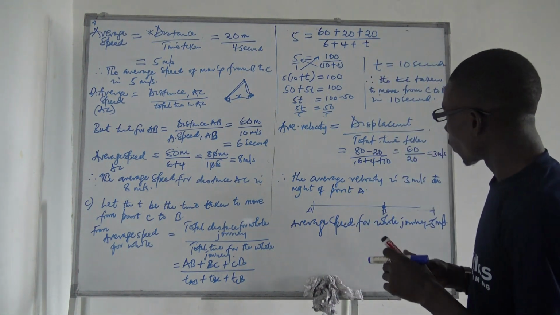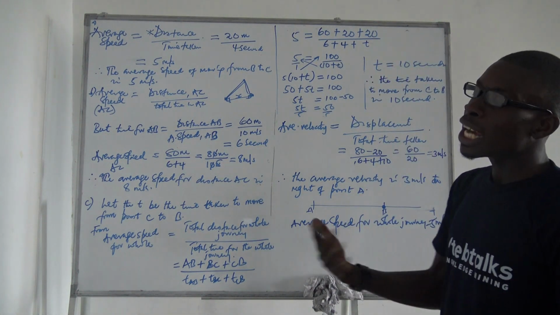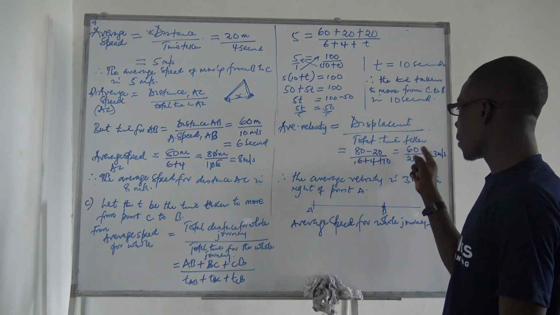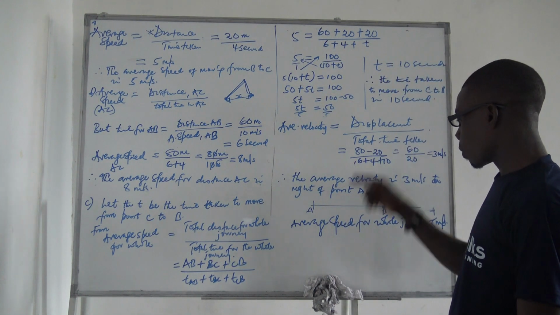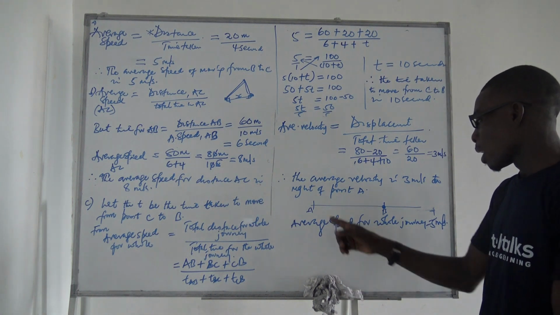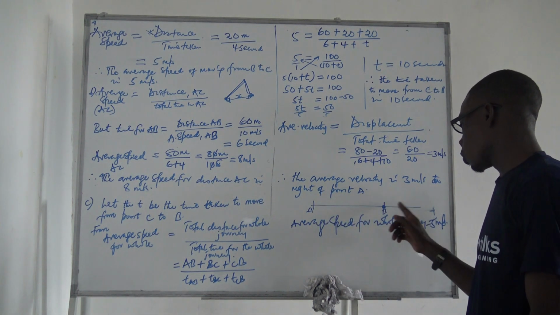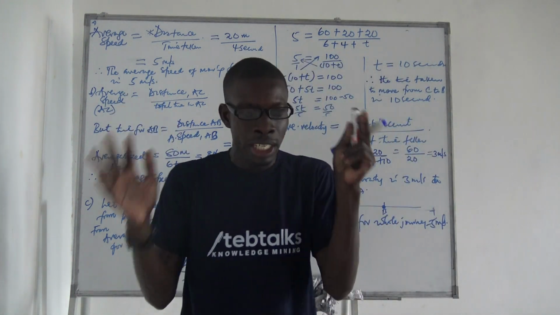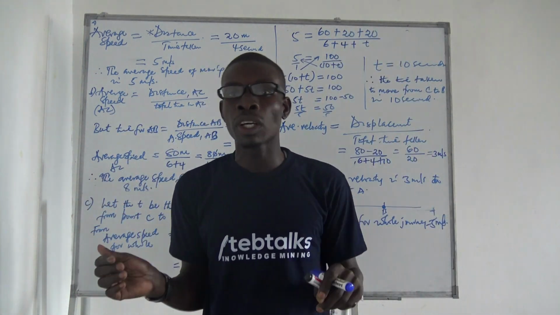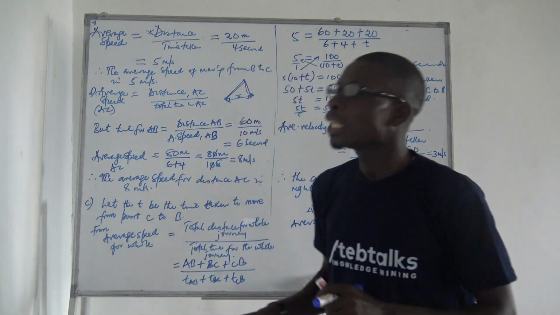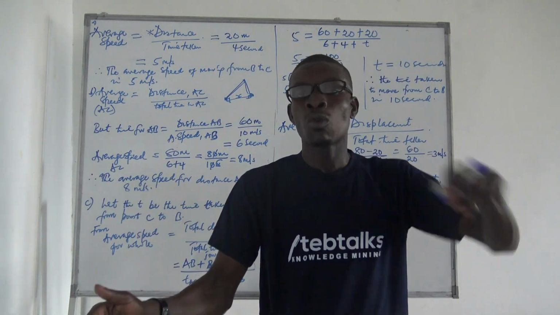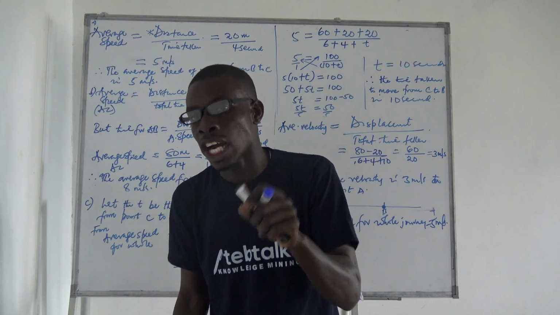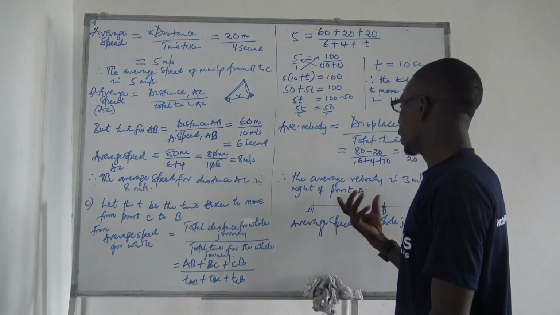So we said that for this case here, average velocity will be displacement over time. If the body moves from A to B and then back to C, displacement is the distance between the initial position and the final position, irrespective of where you passed. But where are you? How far are you from where you started? That is what you call displacement.